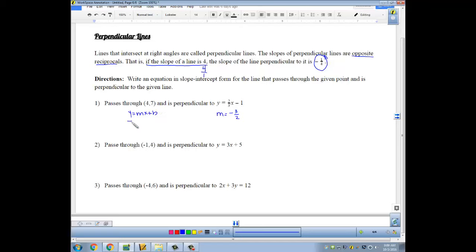So plug in 7 for y. Your m is negative 3 over 2. Your x is 4. We don't know b. So we need to figure out what is negative 3 over 2 times 4. If you need to work it out off to the side, you can. That's negative 3 over 2 times 4 over 1, which is negative 12 over 2, which is negative 6. So negative 6. Add 6 to both sides. So we get b is equal to 13. So rewrite the equation, just plug in the slope, negative 3/2 x, plus your b, so plus 13.